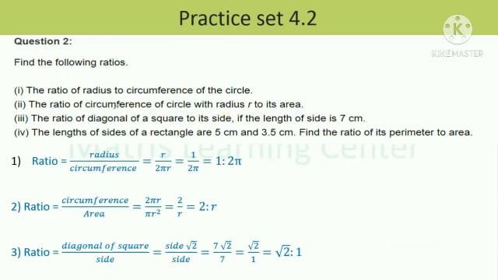The third one, diagonal of square to its side. So diagonal of square and its side. So formula for diagonal of square, that is side into root 2. For square it is side into root 2, and value of side is also given, 7 root 2. So that we will find 7 root 2 upon side is given 7. 7 will get cancelled. Answer will be root 2 upon 1, that is root 2 is to 1. Next. Fourth one you can solve for homework.